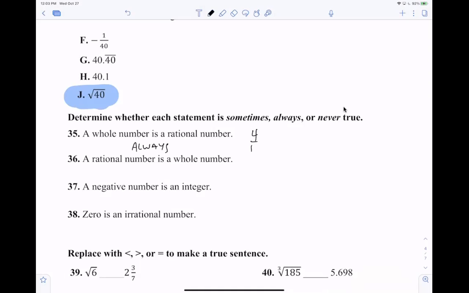All right, Maggie. Sometimes. You are really good. The reason it's sometimes is because you can have, for example, 1 1/2. That's not a whole number. A negative number is an integer. That's not bad. Sometimes, very good. Oh, sorry about that. I didn't mean to insult you.